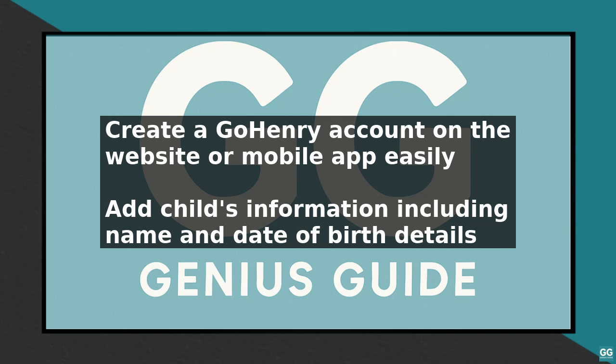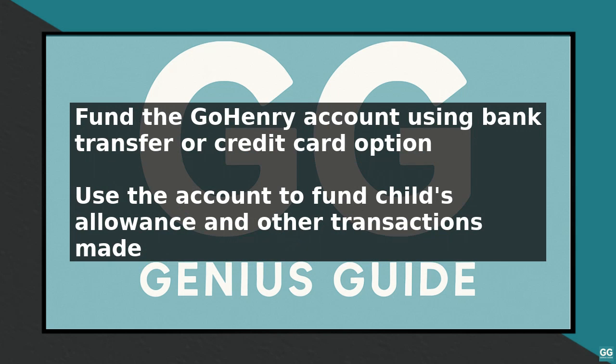birth. Next, you will need to fund your GoHenry account, which can be done by transferring money from your bank account or using a credit or debit card. The money in your GoHenry account will be used to fund your child's allowance and any other transactions they make using their GoHenry card.